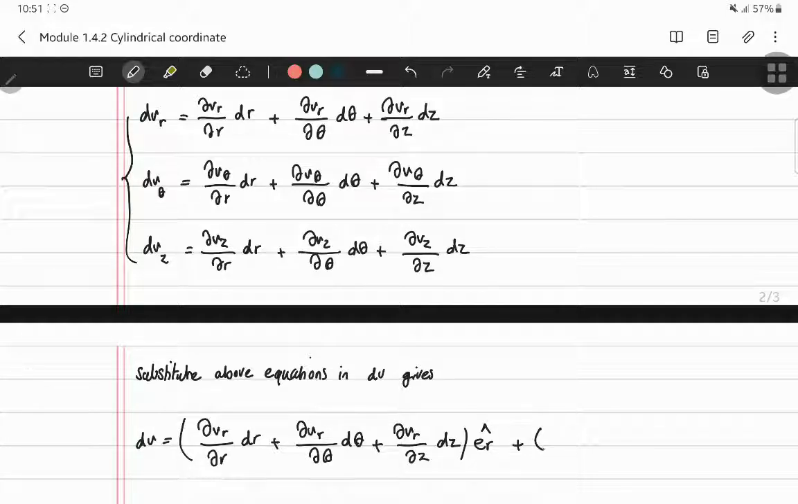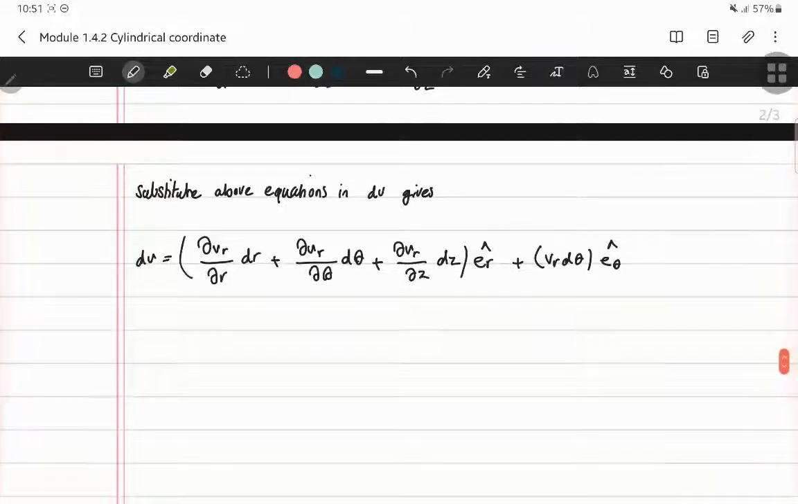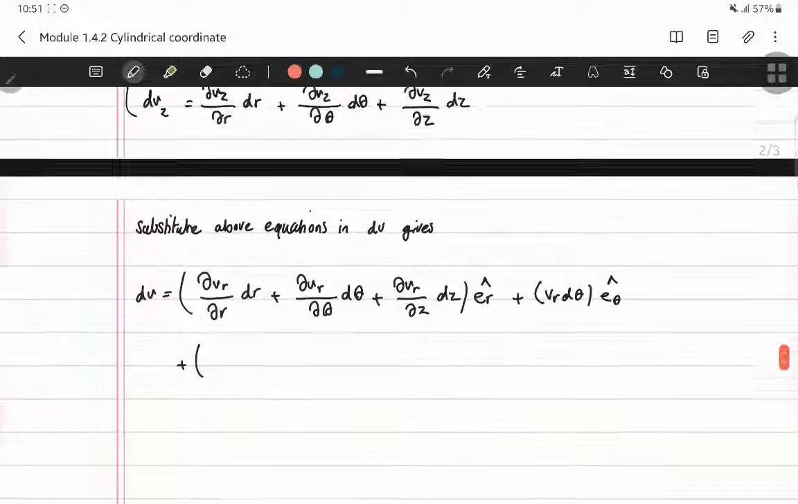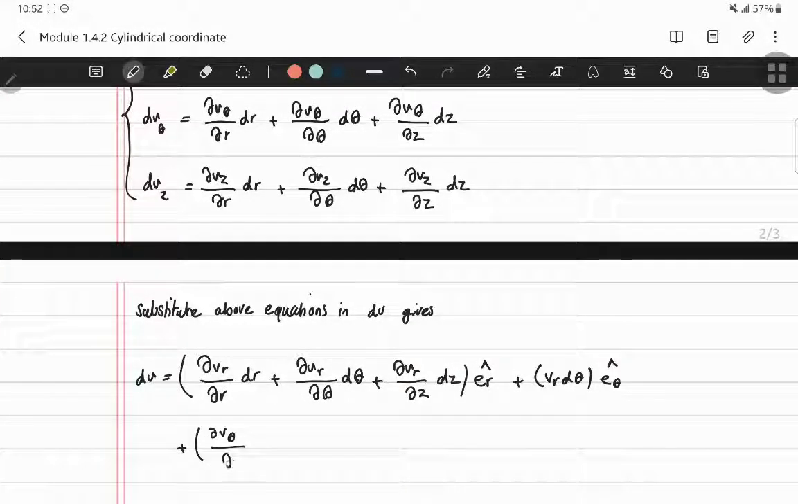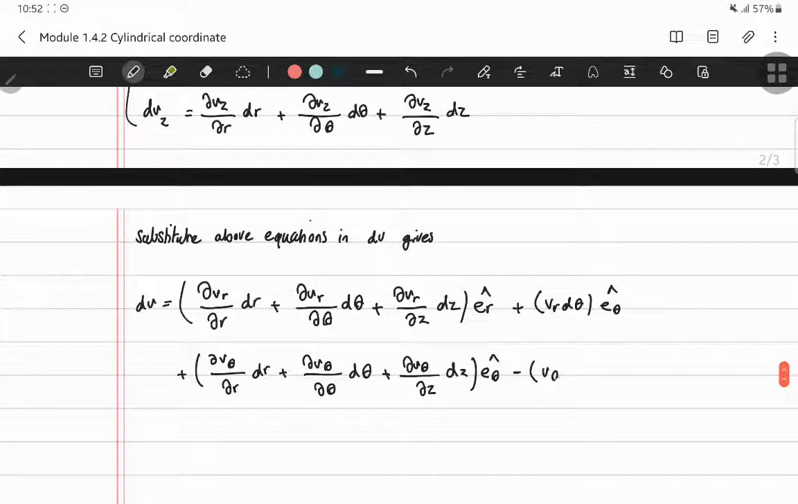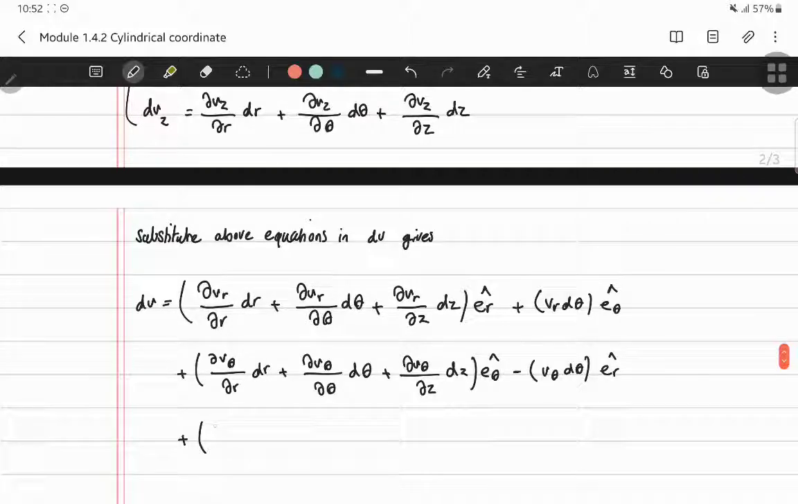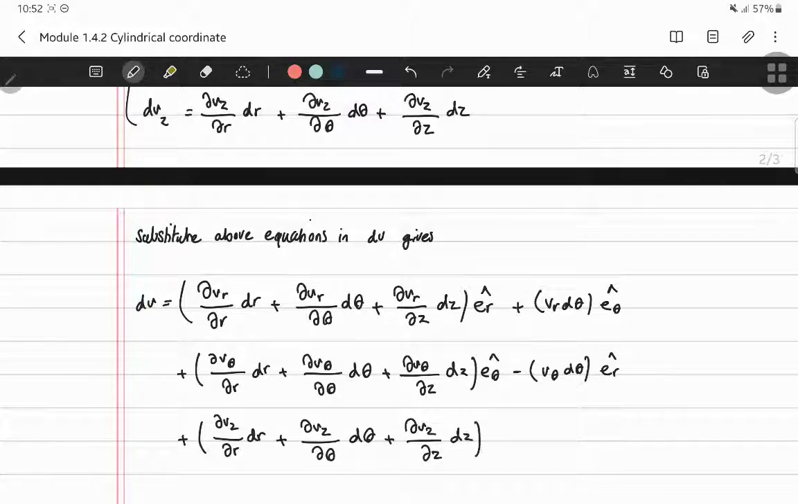Plus, then we have vr d theta e theta, then we have plus this dv theta here. This is the partial derivative of v theta with respect to r dr plus partial derivative of v theta with respect to theta d theta plus partial derivative of v theta with respect to z dz, e theta, minus this term here, v theta d theta er, plus this dvz here. So it is partial derivative of vz with respect to r dr plus partial derivative of vz with respect to theta d theta plus partial derivative of vz with respect to z dz, ez.